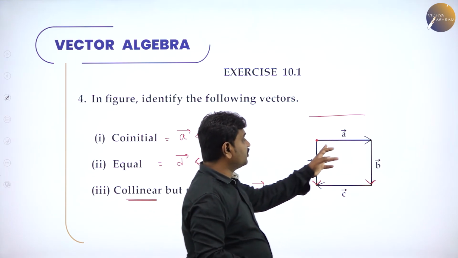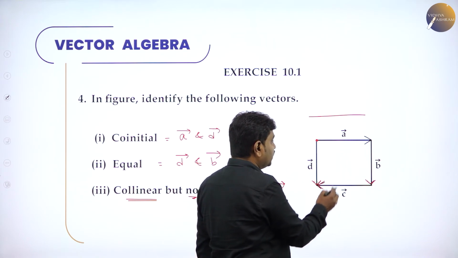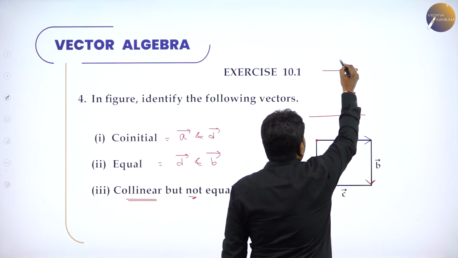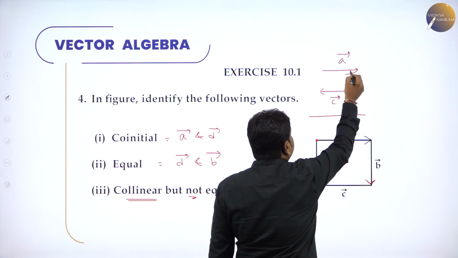Why are they not equal? Because A is going from left to right and C is going from right to left. The directions are different. A is this and C is this. So their lengths are equal, but the directions are not equal.